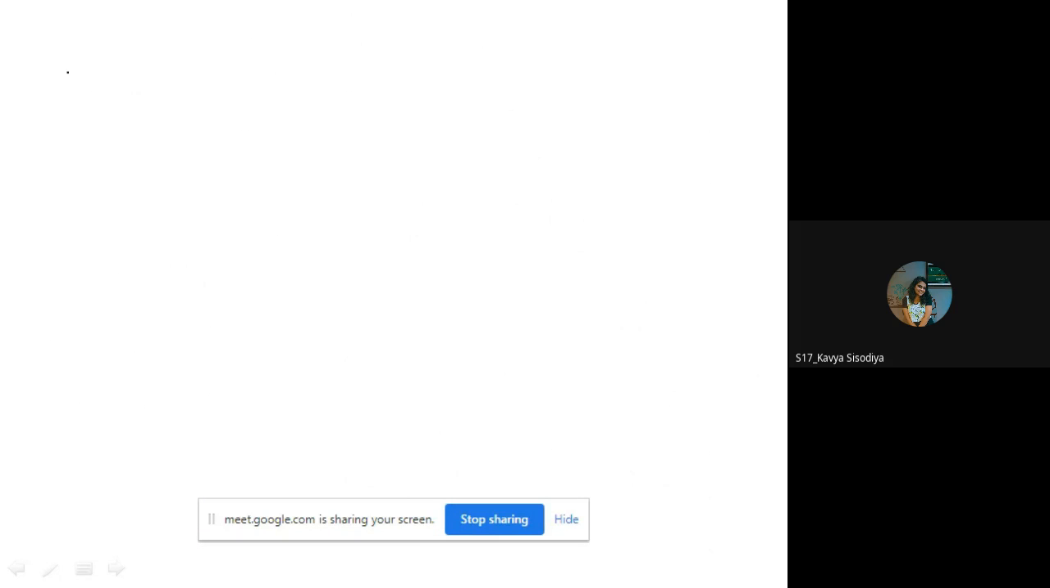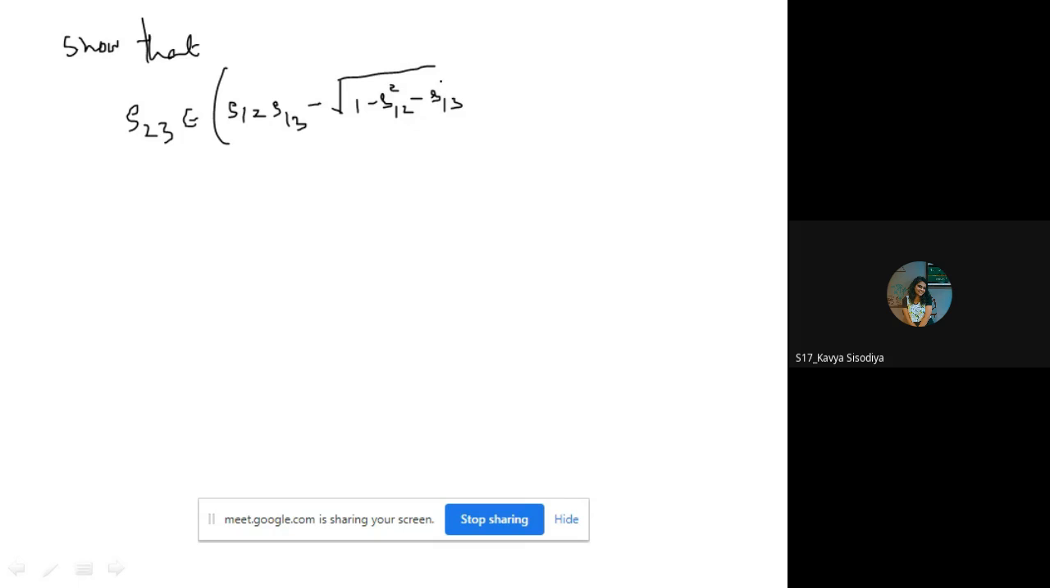If I wish to prove that, show that rho 23 belongs to the interval whose lower limit is rho 12 rho 13 minus square root of 1 minus rho 12 square minus rho 13 square plus rho 12 square rho 13 square, and the upper limit is this quantity plus this quantity.